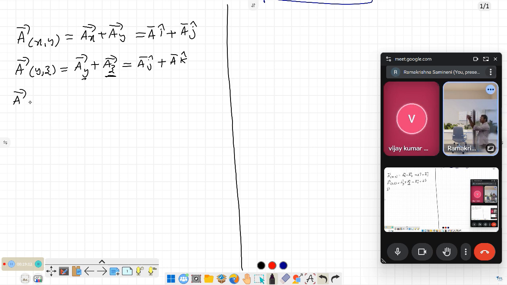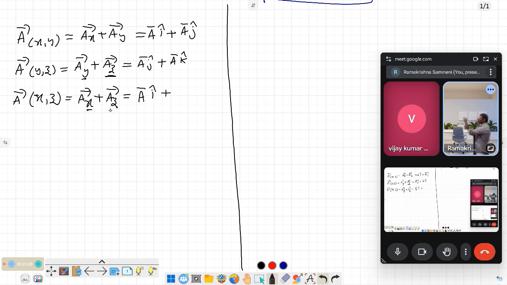Suppose the same vector is along x axis and z axis. In this case we can write ax vector plus az vector, that is equal to mod a into, x means what is the unit vector, i cap, plus az, az means magnitude into, what is z, k cap. This is the way you are going to represent vectors along two-dimension direction. Last one, three-dimension vector.